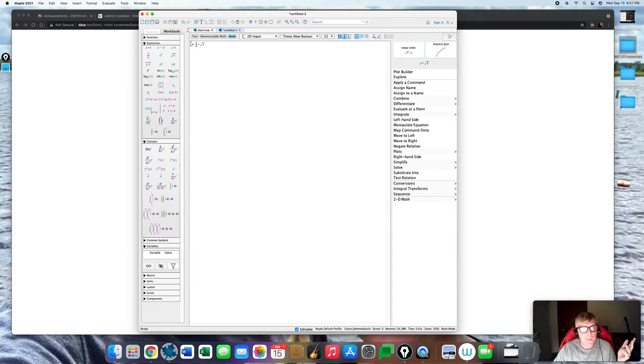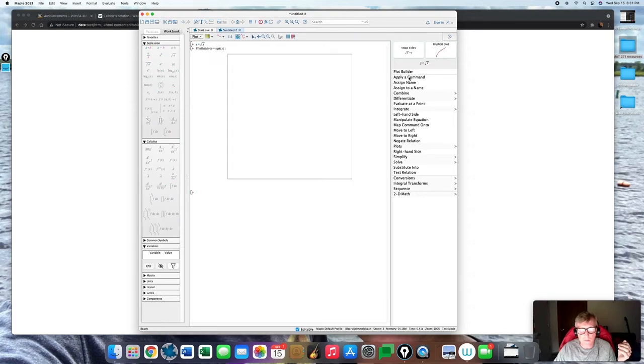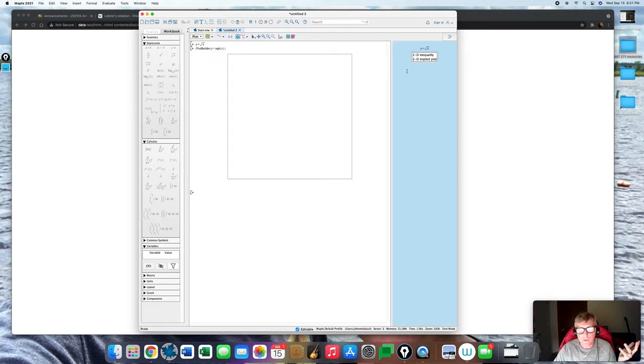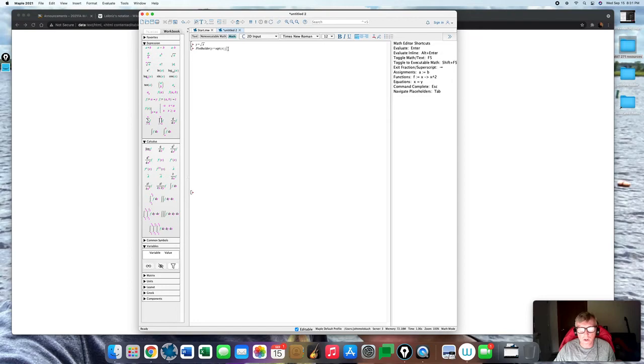Anyway, if you start typing a function, like even just y equals square root x, you'll see plot builder comes up, right? And so once plot builder comes up, I'm not able to get very much, right? I'm like, it doesn't look good. I can't do anything, right? So like, okay, this is no bueno, right?